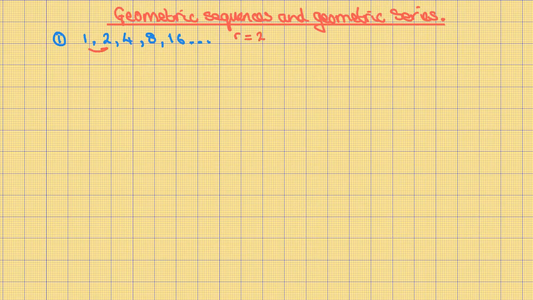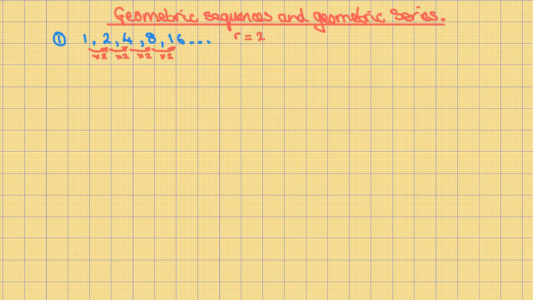If you multiply 1 by 2, you get 2. If you multiply 2 by 2, you get 4. If you multiply 4 by 2, you get 8. If you multiply 8 by 2, you get 16. So the common ratio is constant.